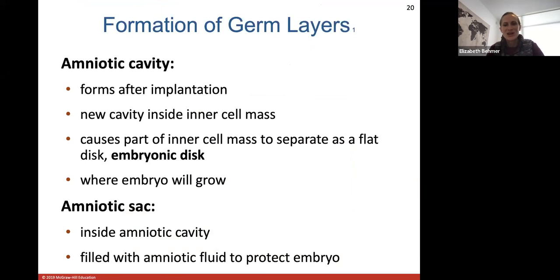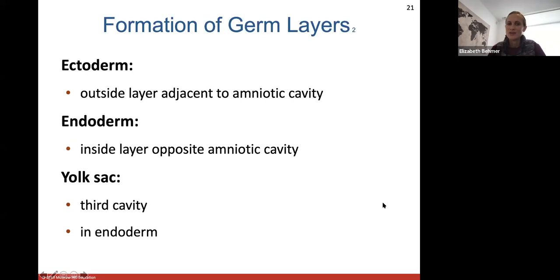Then we get to the formation of the germ layers, and the germ layers will go on to form other parts or other major organ systems. The amniotic cavity forms after implantation, and this will be a new cavity inside the inner cell mass of the blastocyst, and it causes part of the inner cell mass to separate as a flat disc called the embryonic disc, and that's where the embryo will grow. And the amniotic sac will be inside the amniotic cavity, and this will be filled with amniotic fluid to protect the embryo. So this is what kind of fills up the placenta. The amniotic sac is filled with amniotic fluid to help protect the embryo as well.